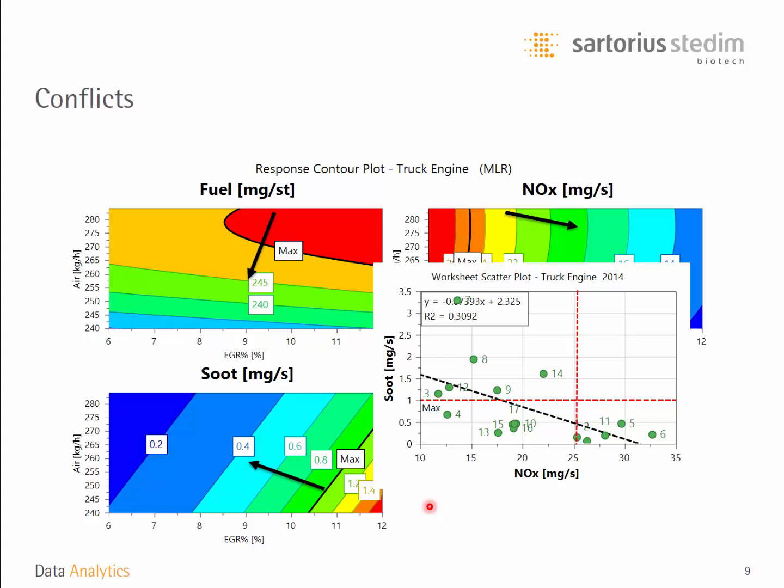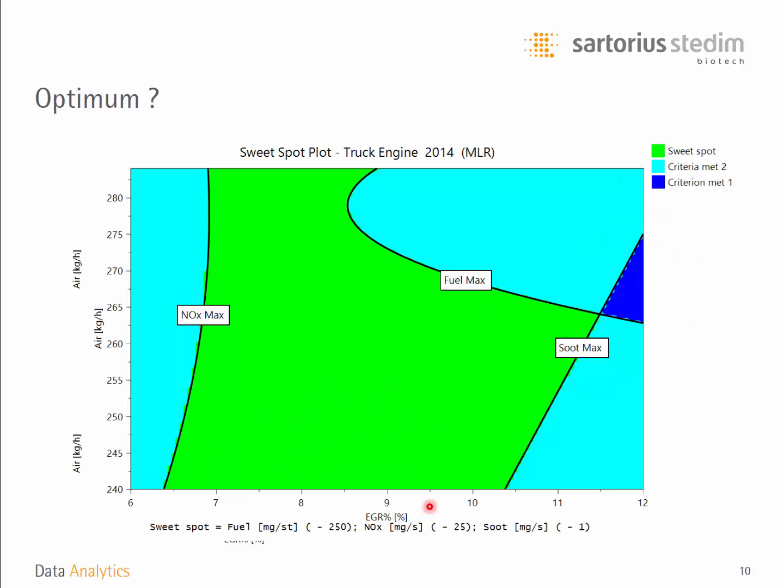Another type of plot that is often used in these circumstances is a so-called sweet spot plot, which is an overlay of the different response contour plots, color coded according to how well you fulfill the specifications on the responses. The basic principle underpinning this type of plot was presented in the first webinar, and I refer to that recording for more details.